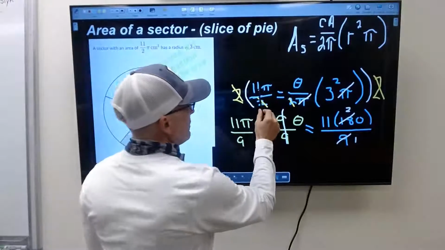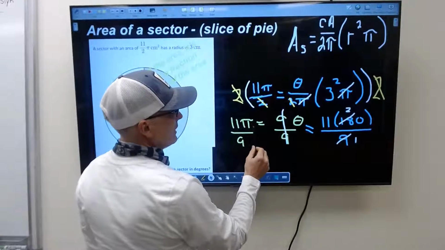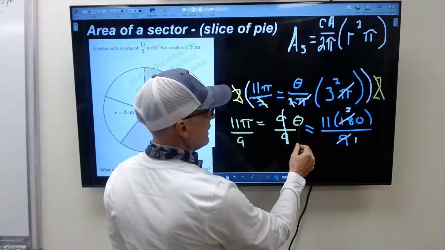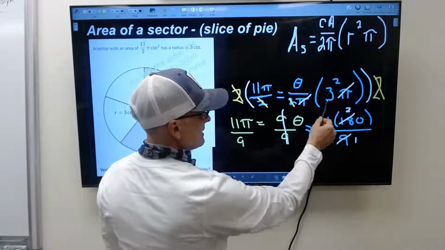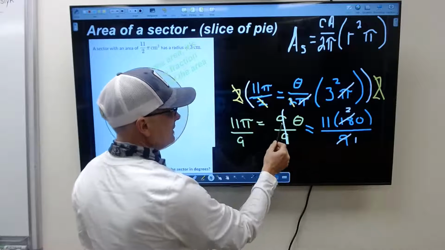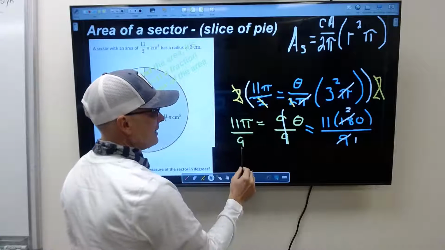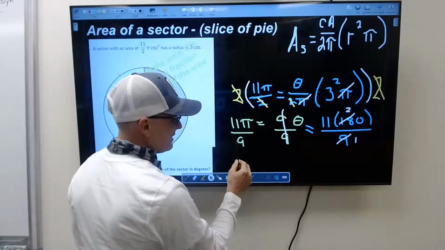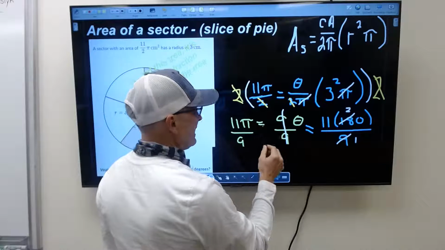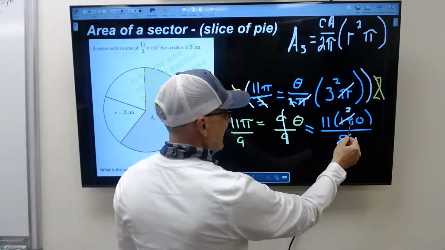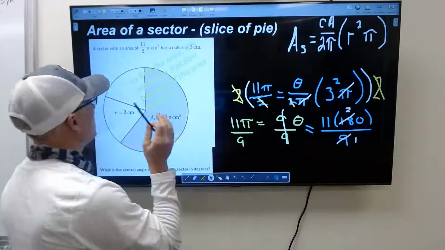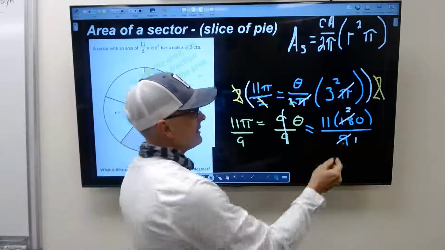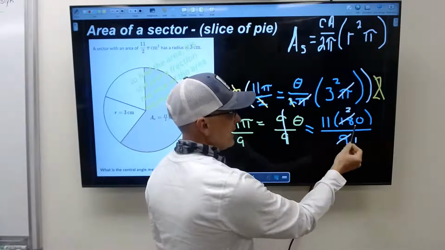Okay, so I'm going to have 11 pi over here. I'm going to have theta over here, and because it's 9 theta, 11 pi is all that's left. Now, to get theta all by itself, I just divide by 9, and I end up with 11 pi over 9.